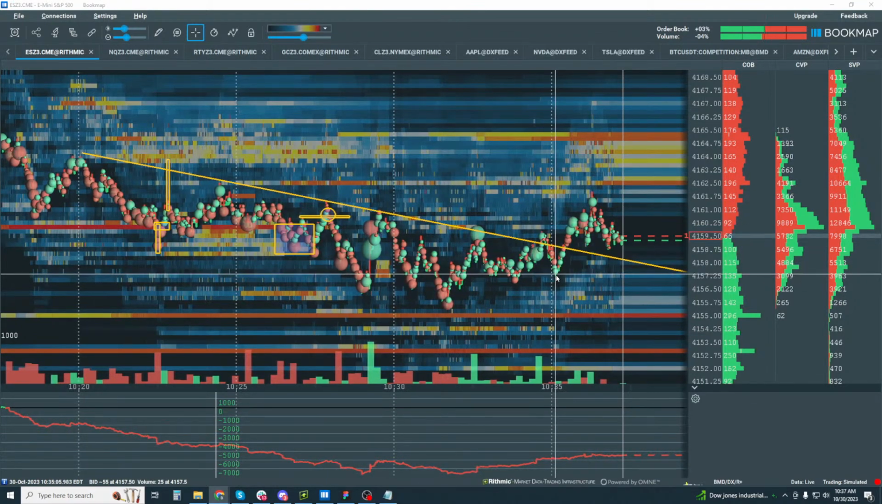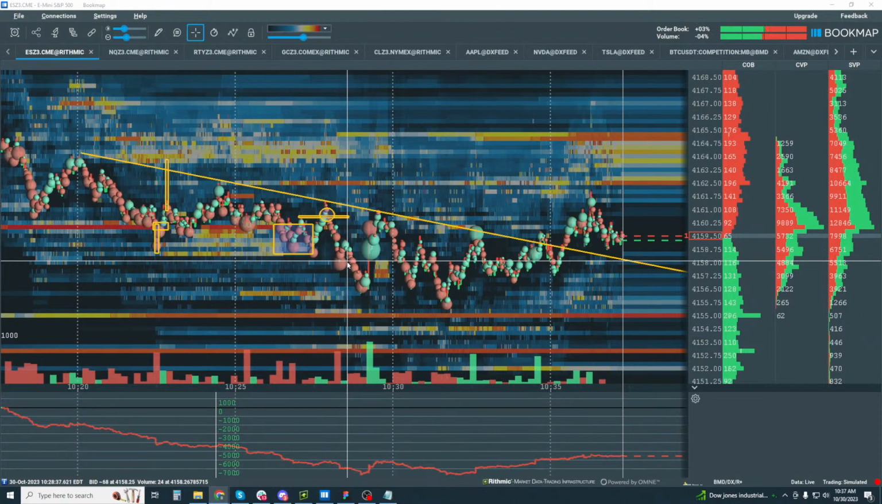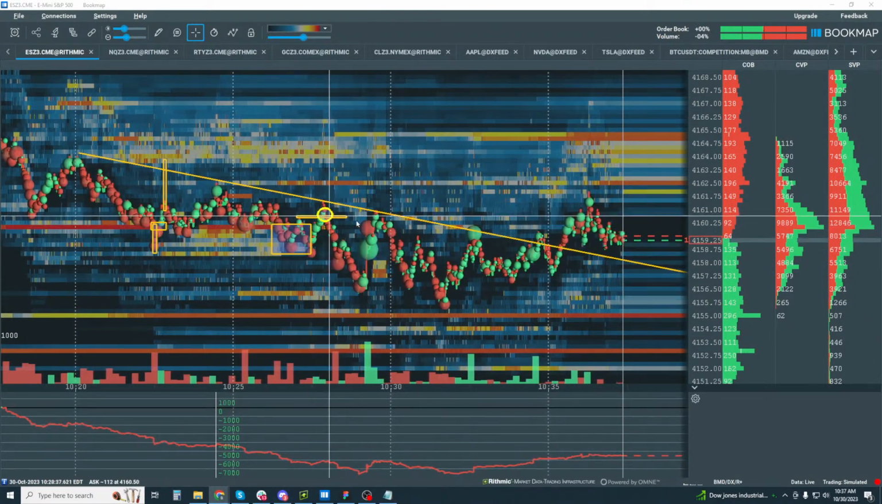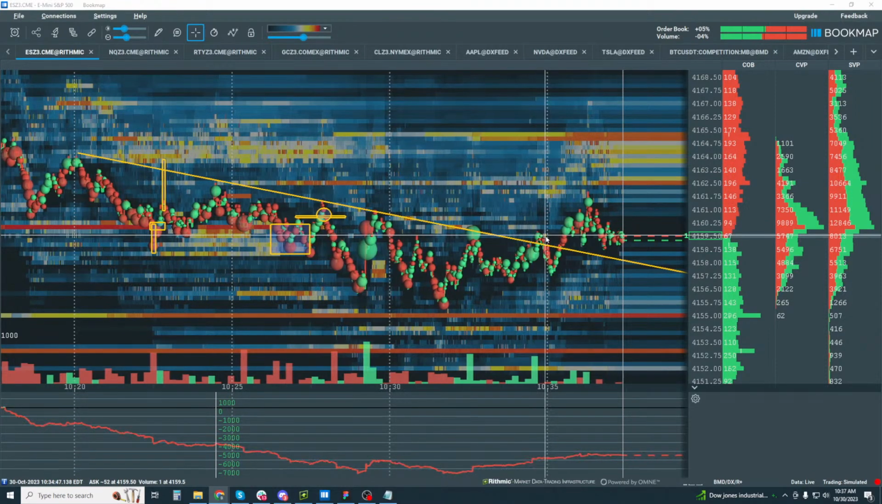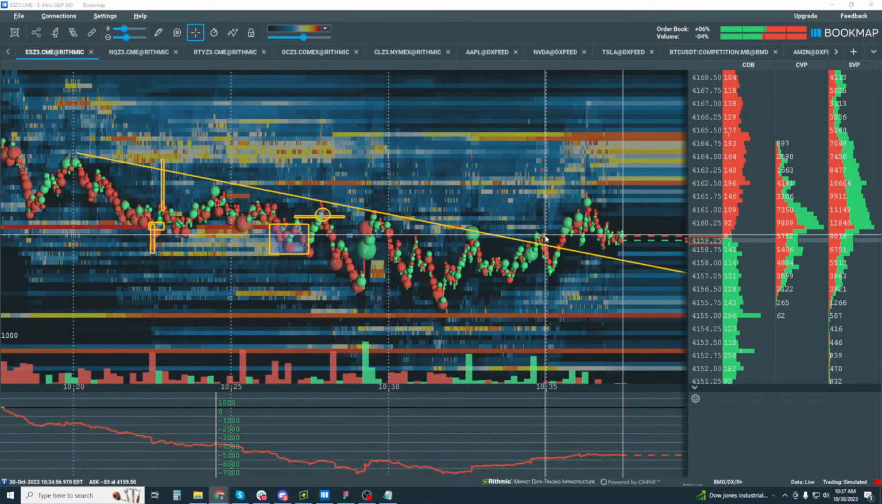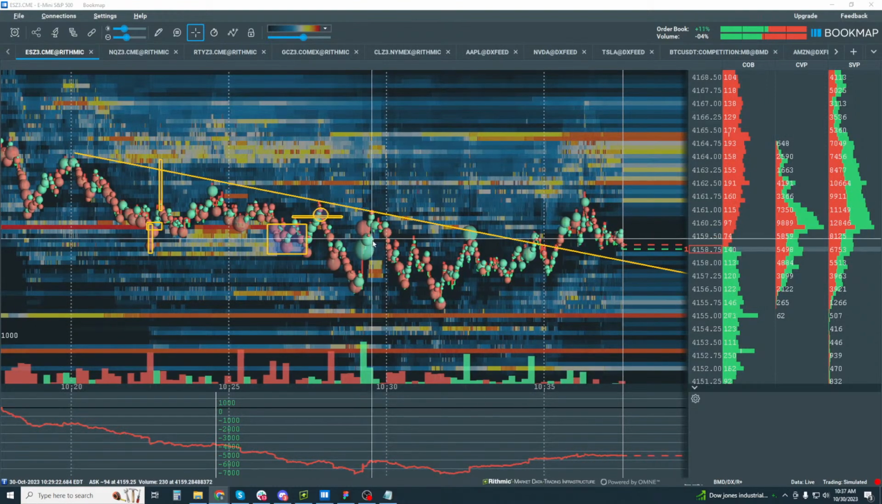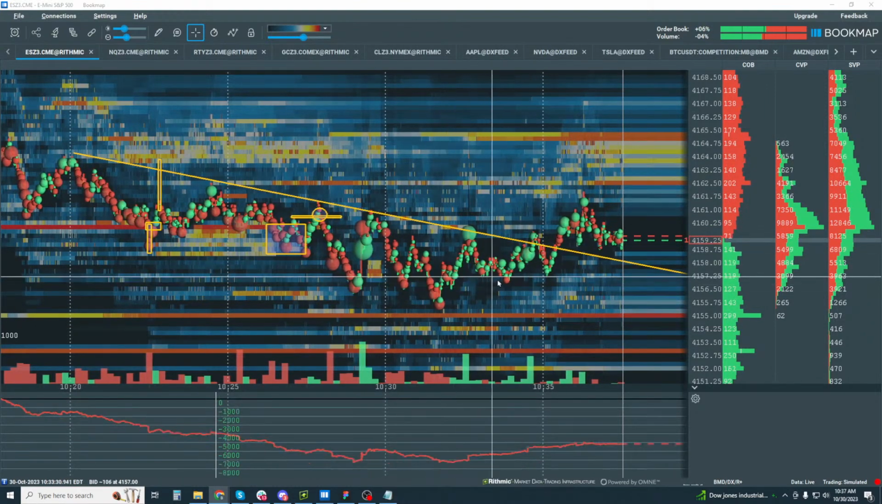Okay, where are the sellers here? Look how many sellers are here compared to over here, right? Look at the buyers in here. Well, here, and here. Now, they were not able to make a higher high. So structurally, it's still bearish, but note the buyers, note the lack of sellers.